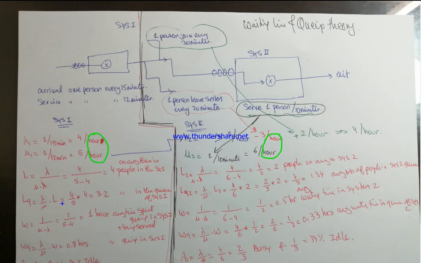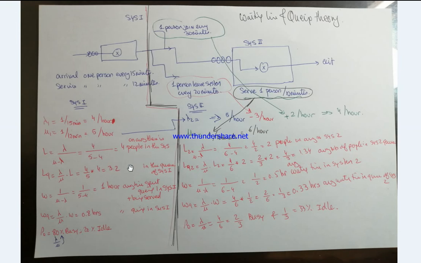The reason why, I'll show you in a second. If the arrival rate is more than the service rate, there will be an endless queue. The queue will build up, so we need more than one person servicing the job.